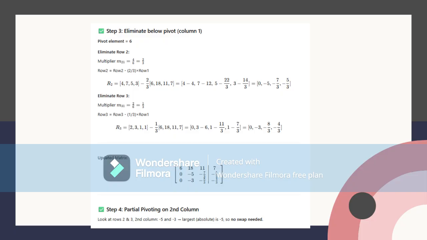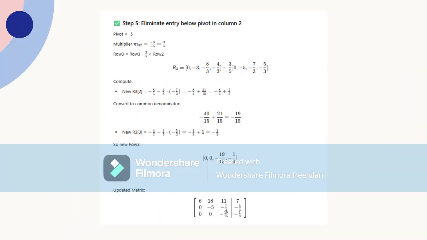Step 4, partial pivoting on the second column. Look at rows 2 and 3. In the second column, minus 5 and minus 3, the largest absolute value is minus 5, so no swap is needed. Eliminate the entry below the pivot in column 2. Pivot is equal to minus 5. Row 3 is equal to row 3 minus 3 by 5 times row 2. So the new row 3 is 0, 0, minus 19 by 15, comma, minus 1 by 3.